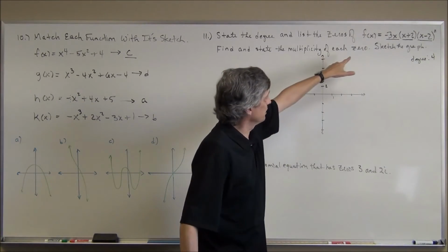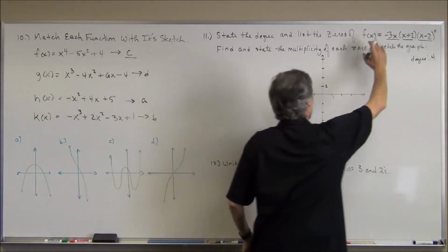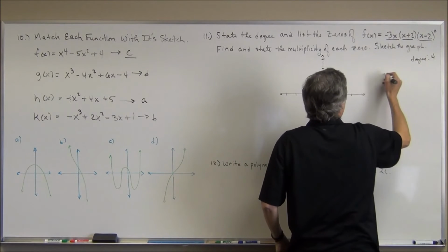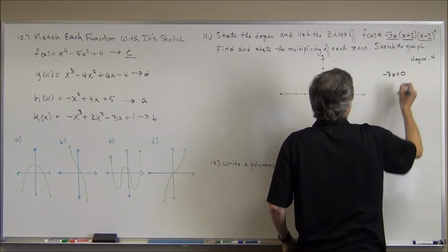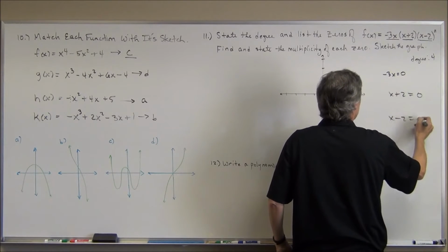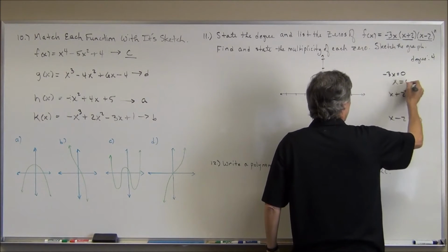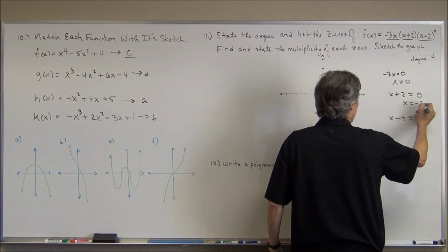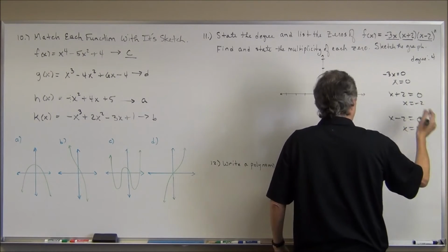Find and state the multiplicity of each zero. Well, this is already factored. This is great. I'm going to set negative 3x equal to 0. I'm going to set x plus 2 equal to 0. I'm going to set x minus 2 equal to 0. Divide by negative 3. Subtract 2. Add 2. I have 3 zeros.